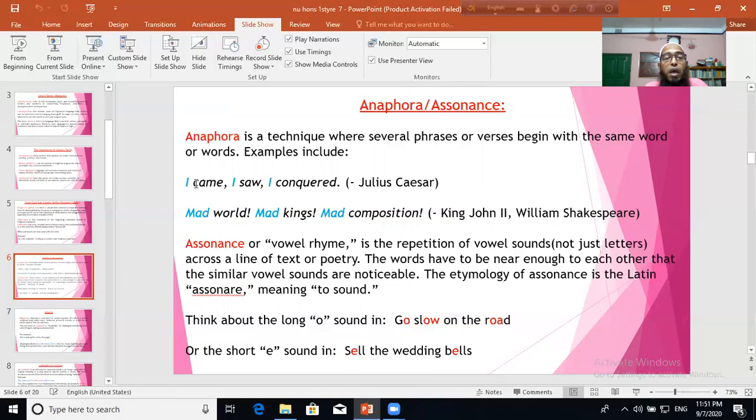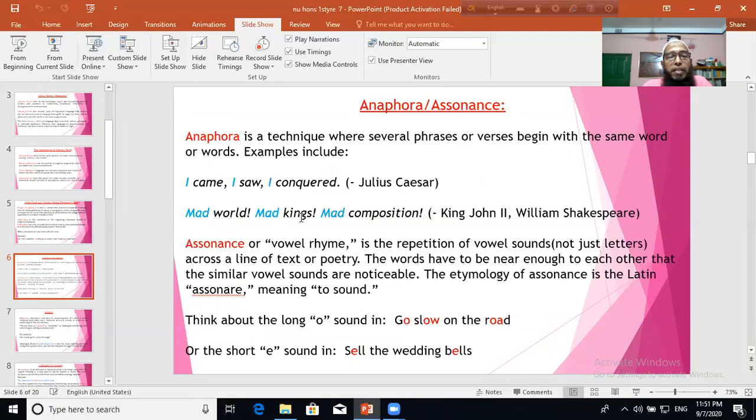So this is anaphora. Anaphora is a technique where several phrases or verses begin with the same word. I came is a verse line, I mean, a phrase, or if you think of it as a clause, it started with I. I saw, it started with I. I conquered, it started with I. So it is the repetition of the same starting word in a phrase.